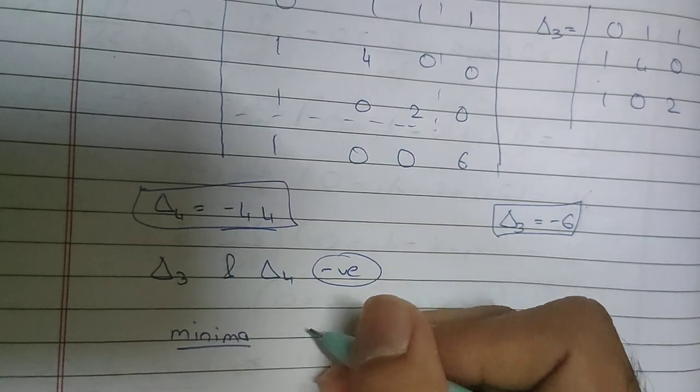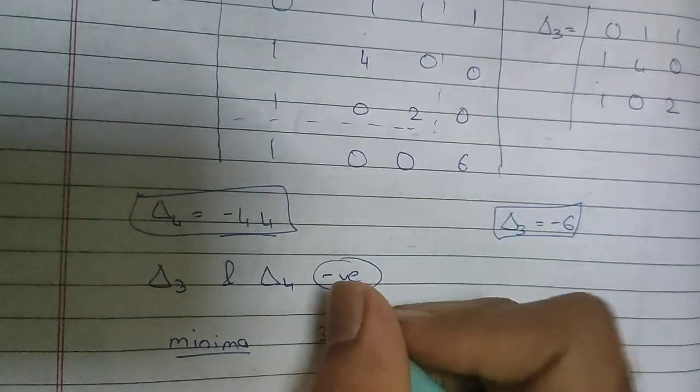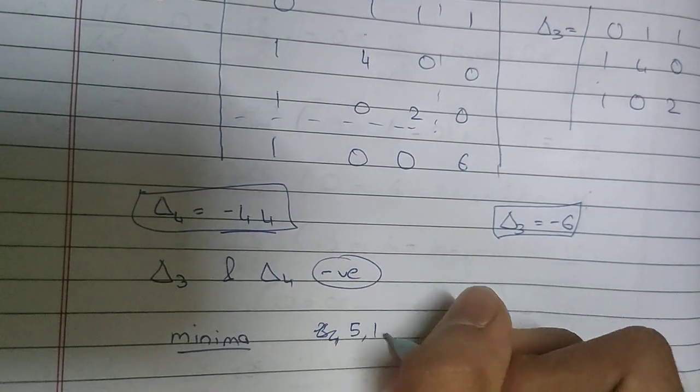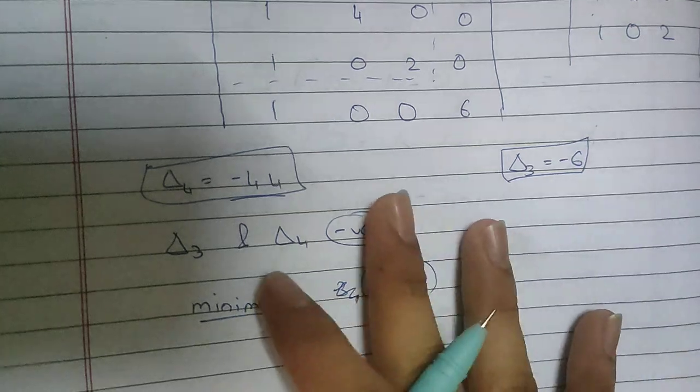That is our point 3, 5, 11, 4, our stationary point that we just calculated. 5, 11, and 4. This one. This is a point of minima.